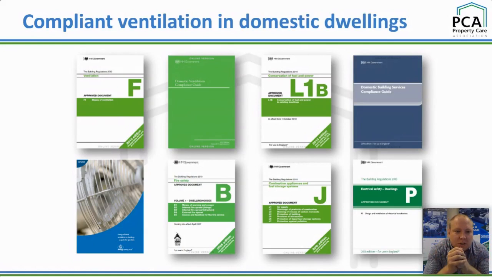Some of these other documents you need to consider include the Domestic Ventilation Compliance Guide, Part L1A if you're looking at new builds, and L1B, conservation of fuel, for existing homes. There's also Part B, which is fire regs, getting a lot of attention at the moment and going through revisions. Approved Document J, which is fuel burning appliances, needs to be considered. And of course the obvious one is P, which is your electrics. So there's a lot of considerations. It's not just about the ventilation.